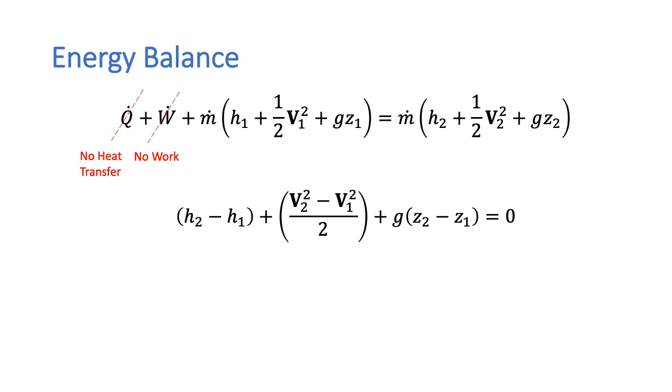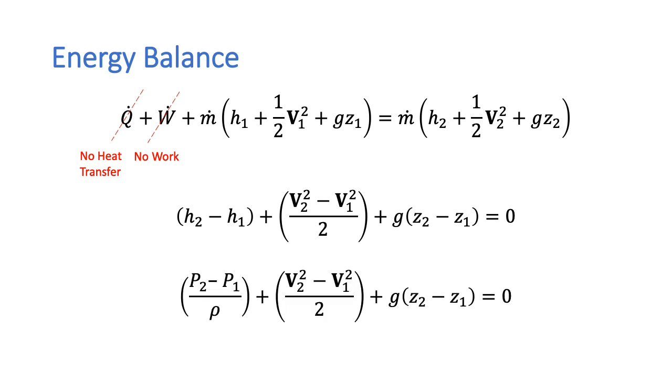We can therefore write that h2 minus h1, plus (V2 squared minus V1 squared) by 2, plus g (z2 minus z1), equals 0. We just showed that h2 minus h1 equals (P2 minus P1) divided by rho. Substituting that, we can write that (P2 minus P1) upon rho plus (V2 squared minus V1 squared) upon 2 plus g (z2 minus z1) equals 0.